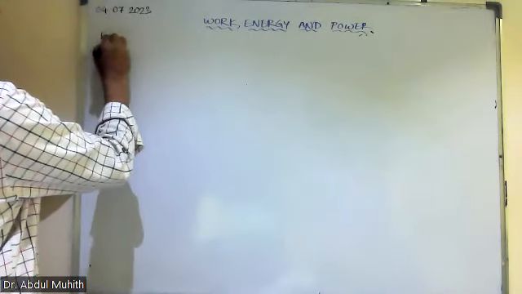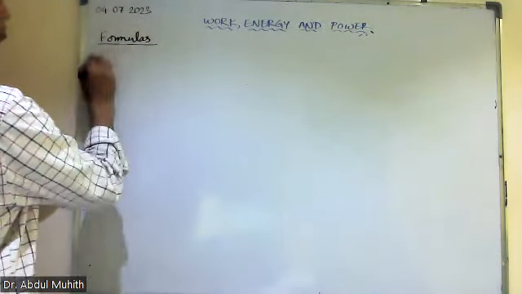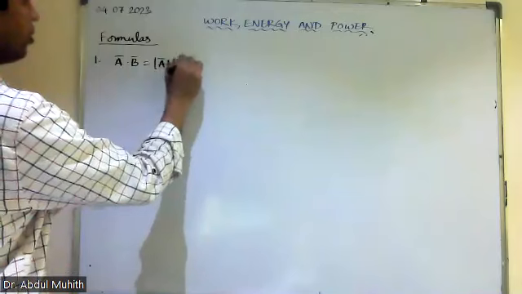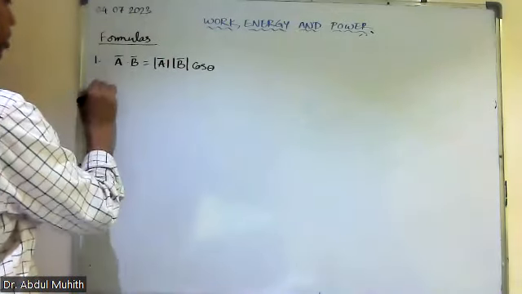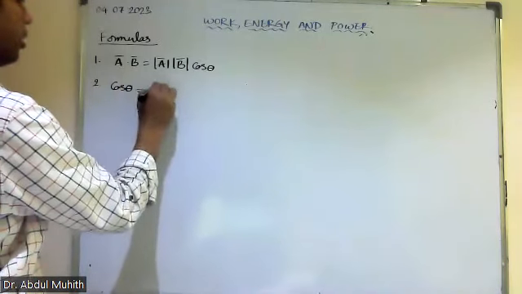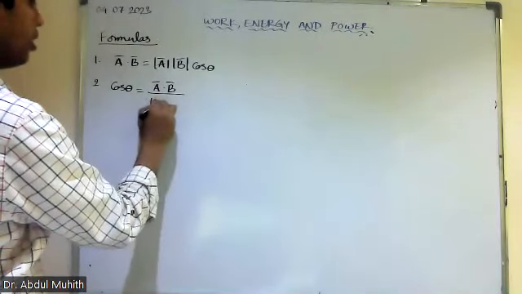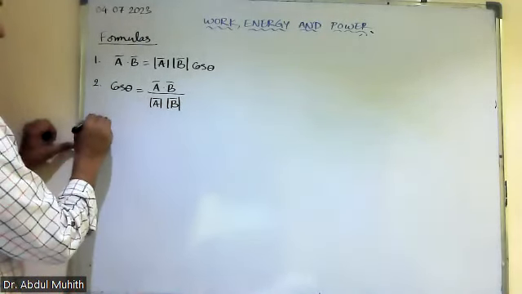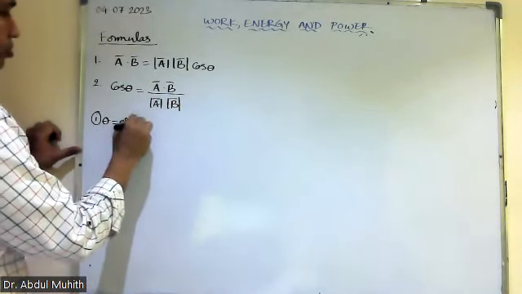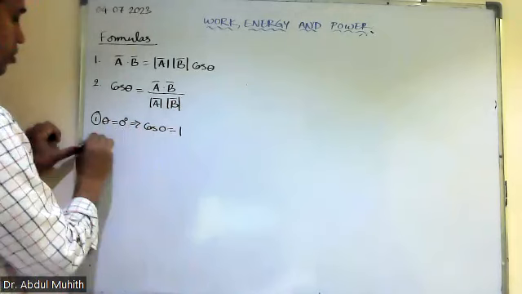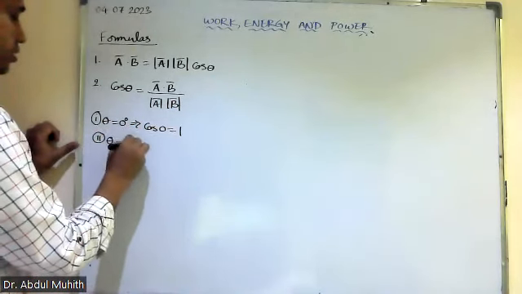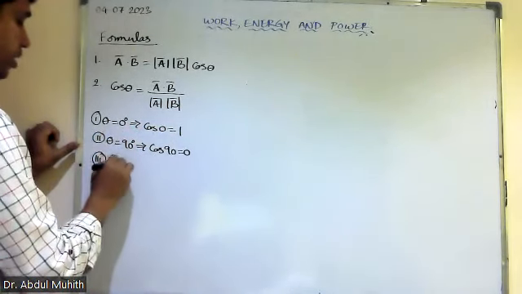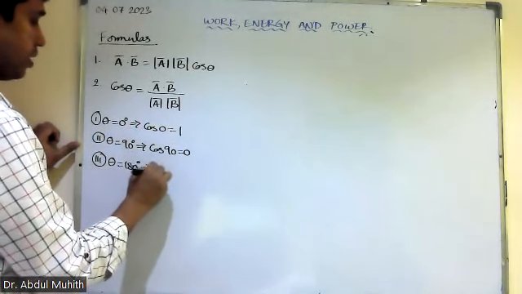So formulas. The first one, A dot B equal to mod A mod B cos theta. Second one, cos theta equal to A dot B divided by mod A mod B. Here, if theta equal to 0, cos 0 is 1. Second case, theta equal to 90 degrees, cos 90 is 0. Third one, theta is 180 degrees, cos 180 is -1.